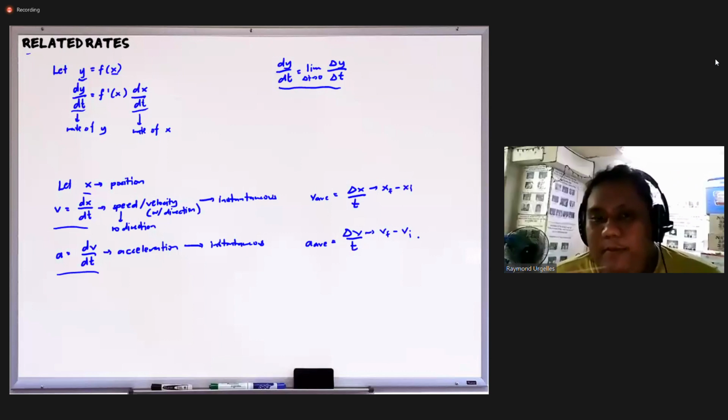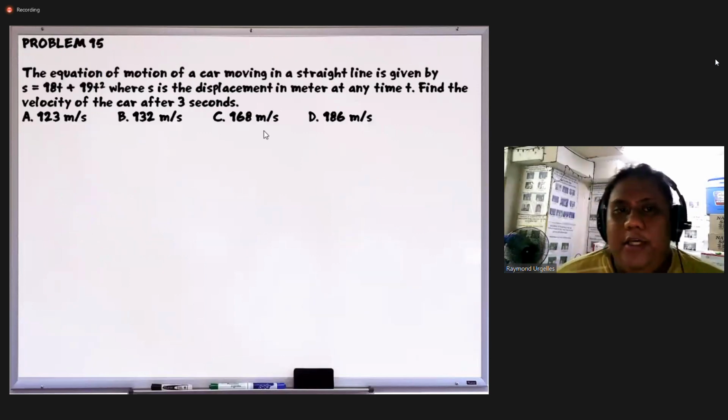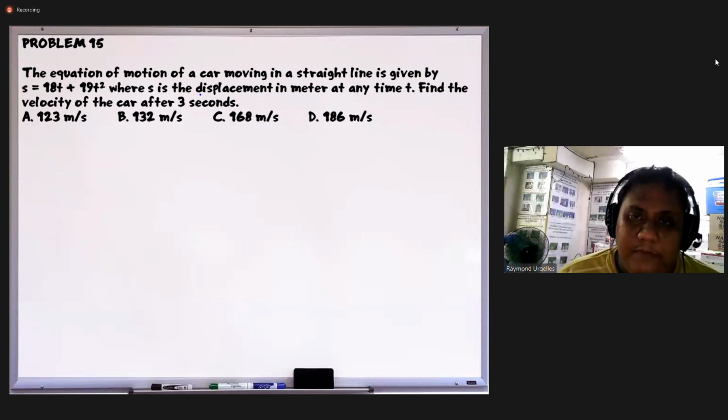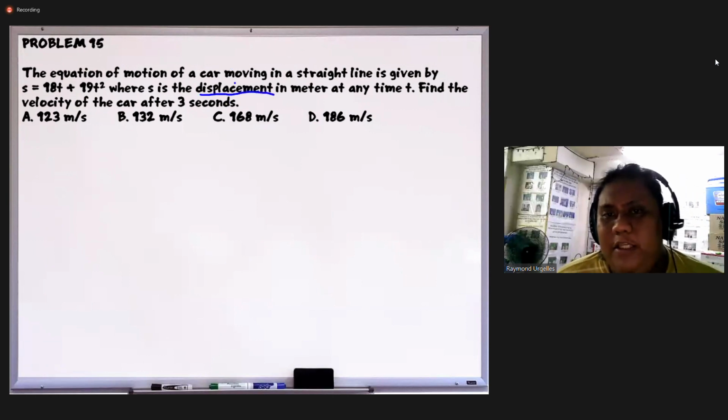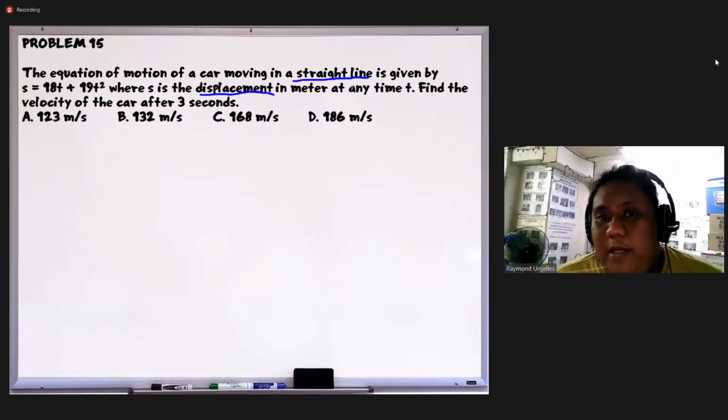Okay? So let's try some examples, para makita natin paano siya nag-work. So ito yung isang example kung saan given tayo ng position, in this case the displacement. Pag displacement, this is a vector. Pero dito since nagmo-move lang naman siya in a straight line, hindi naman ganoon ka-matter kung displacement or distance siya pinag-uusapan. Ang kailangan nyo lang i-look out dito is yung pag nag-change siya ng direction.